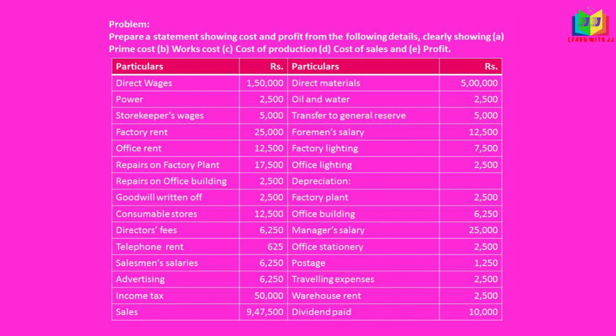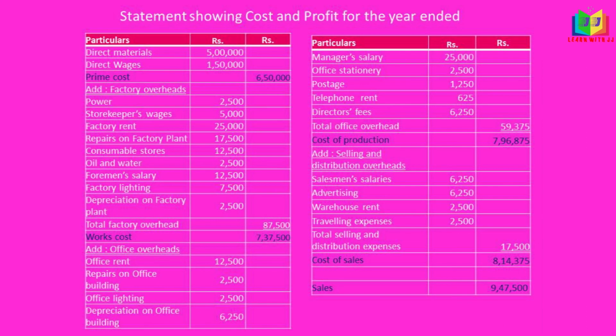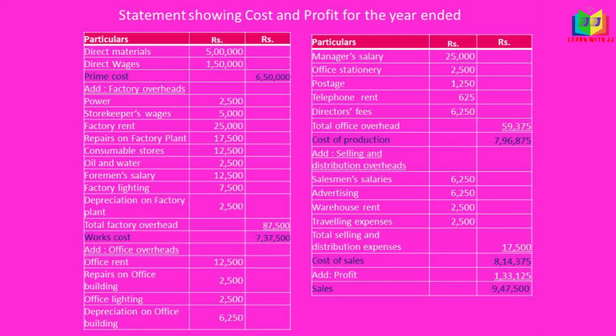Here we have sales of rupees 9,47,500. So I'll write the sales here, and the balancing figure is the profit. Sales minus cost of sales will give you the profit. So 9,47,500 minus 8,14,375 will give you 1,33,125. This is the profit.